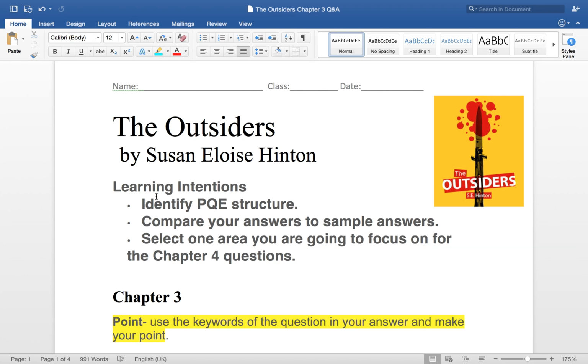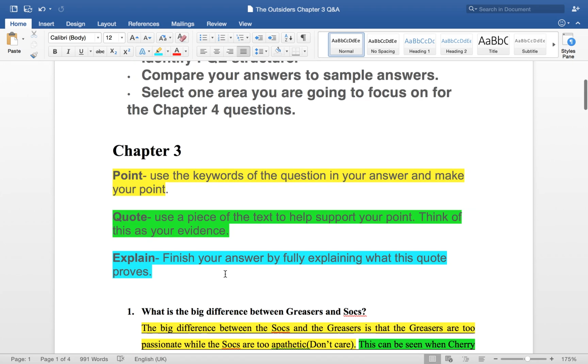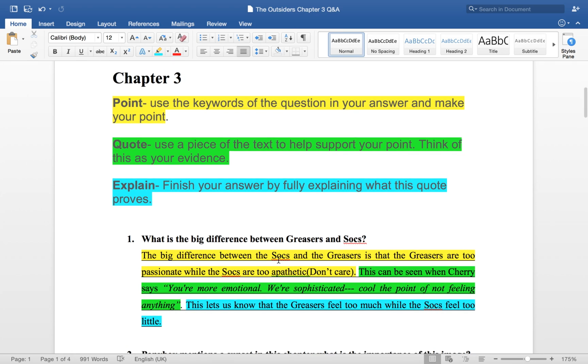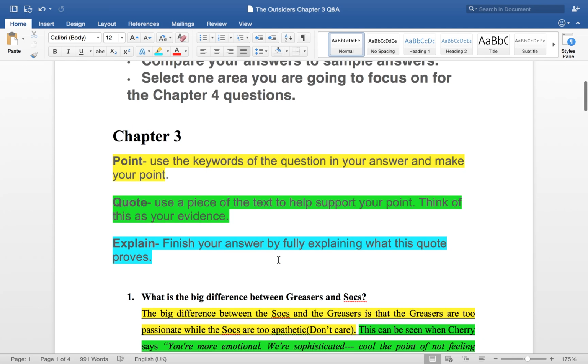Okay, so as we can see here, the learning intentions. Identify the PQE structure. We need to know the PQE structure so we can answer these questions to the best of our ability. Next up, we have compare your answers to the sample answers. So if you compare your answers to my answers and you have 2 words where I have a full paragraph, you know that more is expected of you. Now, I am obviously an adult, I'm an English teacher, my answers are going to be a little bit more advanced than yours, but you should be striving towards the same structure, maybe not the same vocabulary. Okay?